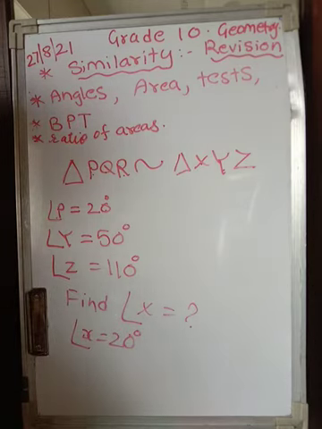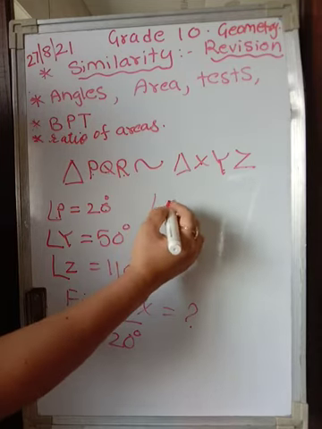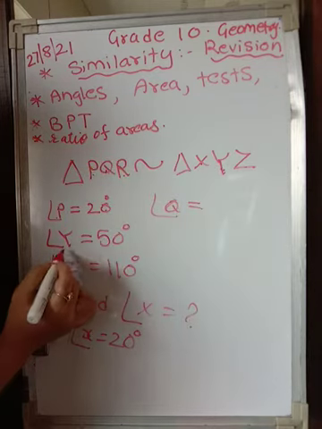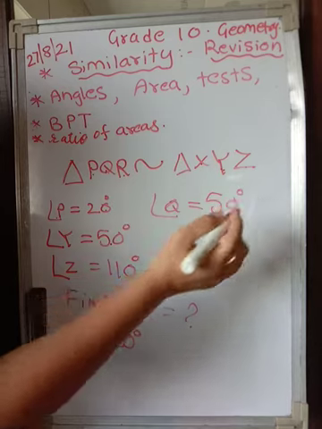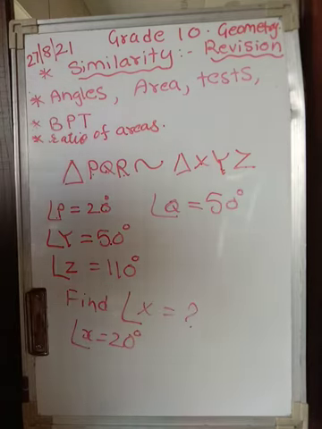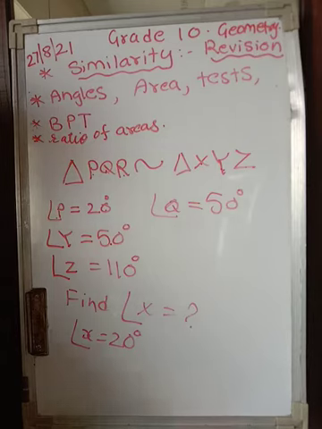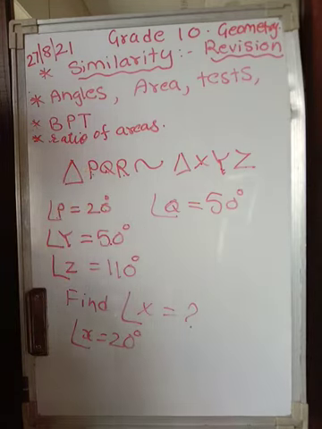Are you understanding me? If they demand, for example, what is angle Q? What will be angle Q? You tell me now. Q is equal to Y. How much is Y? Y is equal to 50. So Q also will be equal to 50 degrees. So what you have to remember, the most important thing, is that when the triangles are similar, corresponding angles are congruent. They will have the same measures.